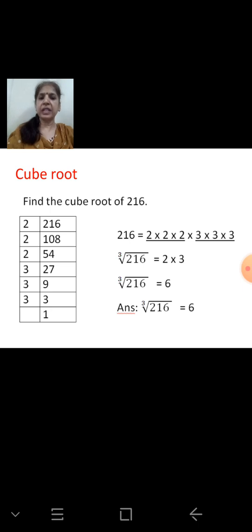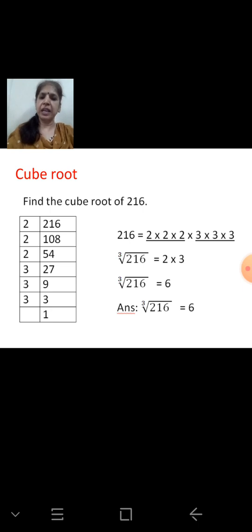And in case you are not able to do it directly, you have to learn. But by that time you can do ordinary division. Divide 216 by 2. That is the answer you get: 108. Slowly you will be learning it.